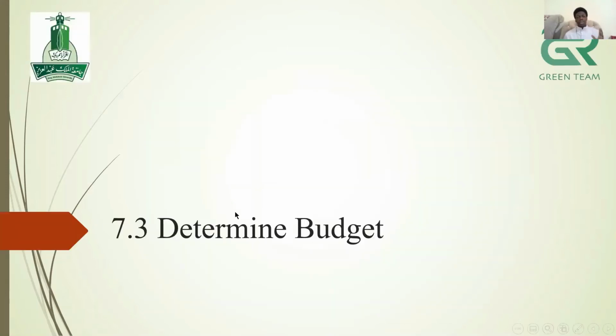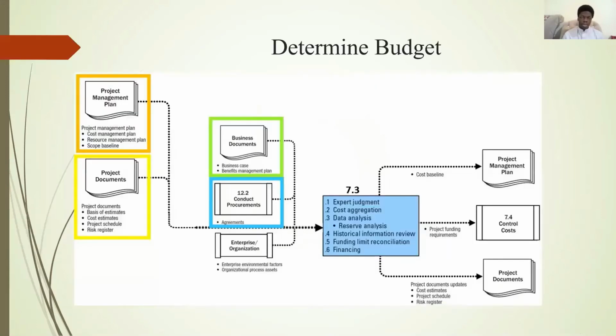After that, in 7.3, we are going to determine the budget that we are going to assign to our project. These are the main inputs to this phase. As usual, master plan, project documents, and EEF and OPA. Okay. And the output will be the cost baseline for the whole project, project funding requirements, and the cost estimations. Okay.